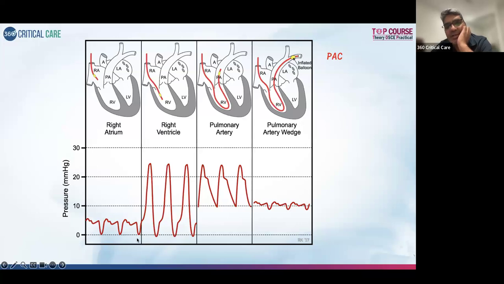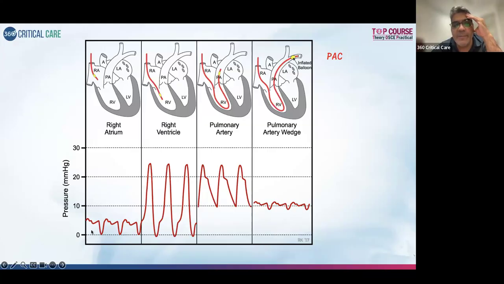So this is the right atrial pressure to start with, then ventricular pressure, aortic pressure, left atrial pressure, or pulmonary capillary wedge pressure, we say. Okay, so that's how you note where the tip of the PA catheter is. They can show you one of the waveforms and ask you where you think the tip of the PA catheter is.